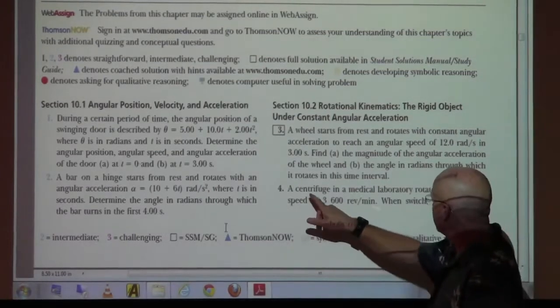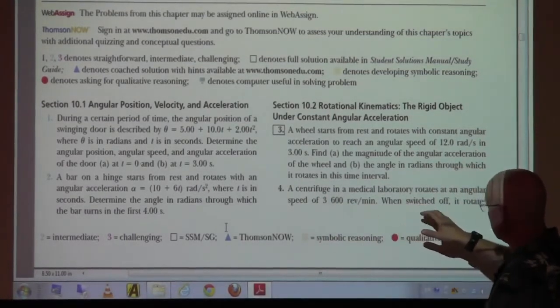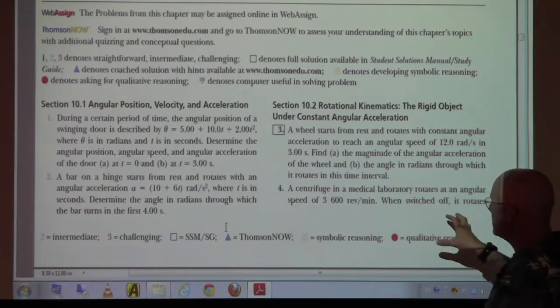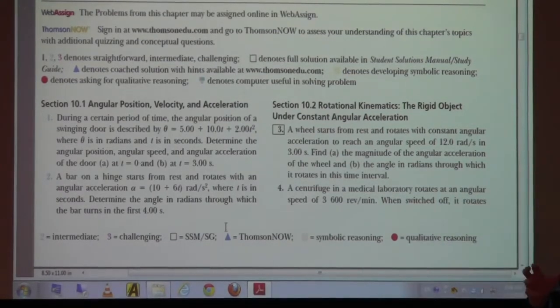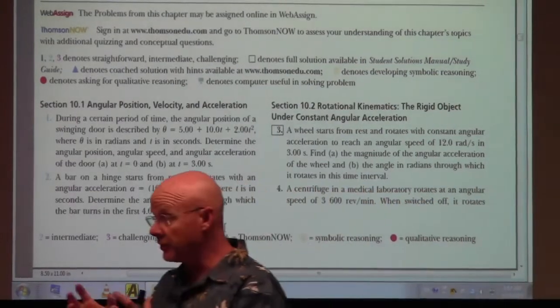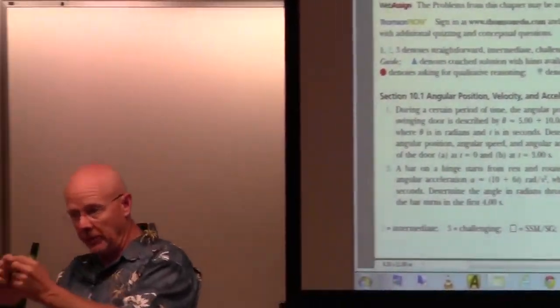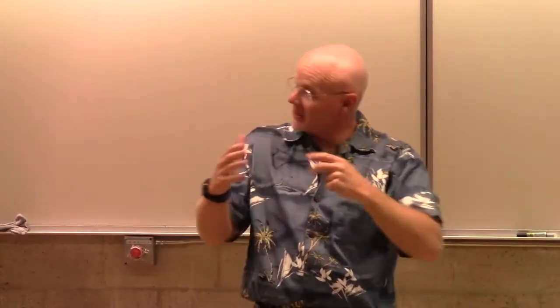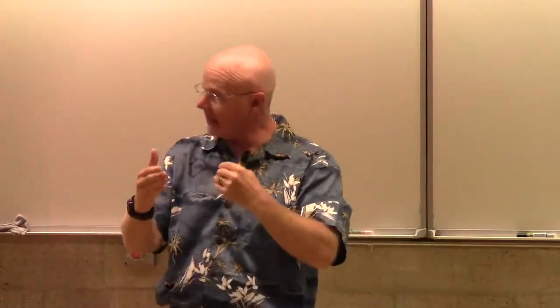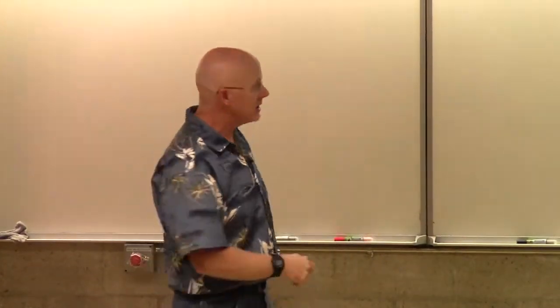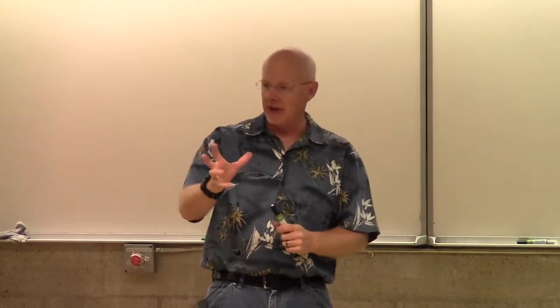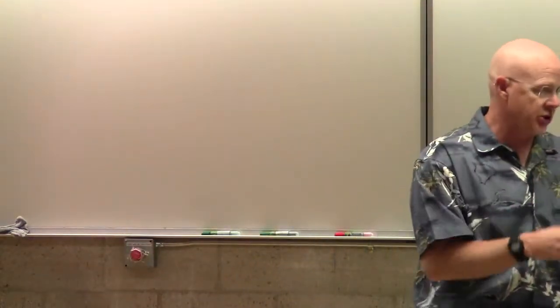First of all, it says a centrifuge in a medical laboratory rotates with an angular speed of... Okay, maybe I'll stop here. You have to know a little bit about what a centrifuge is: it's where we put the little test tubes in and it spins around and separates the heavy stuff and the light stuff, depending on how long you leave it there and how fast it's spinning. Clearly, the first thing that hopefully goes off in your mind is that this is a rotational problem.